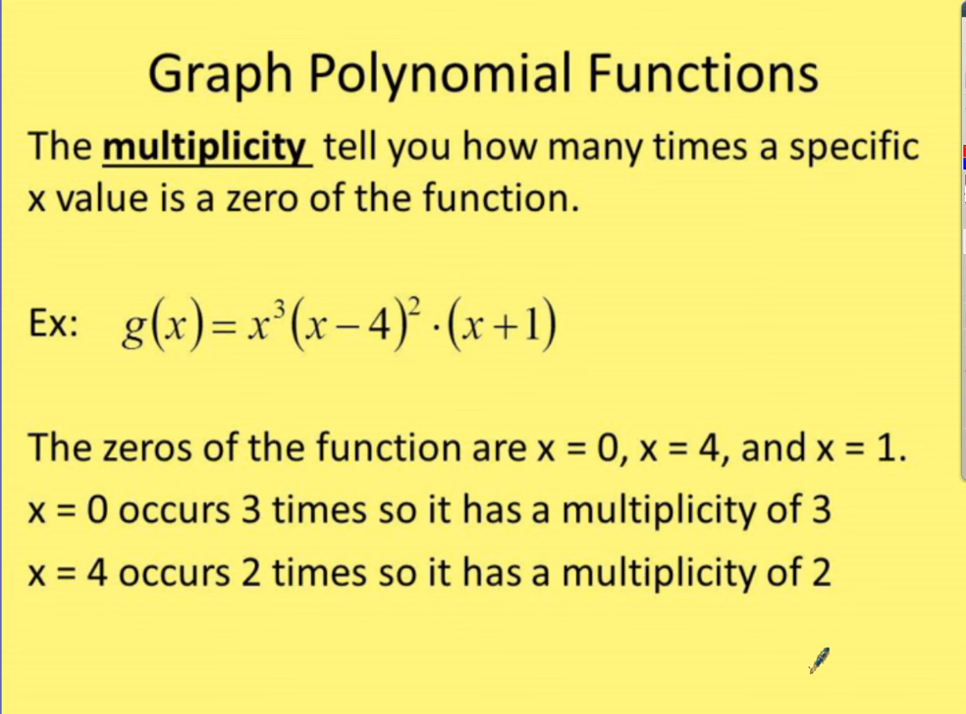x minus 4 set equal to 0, so x is equal to 4. But that quantity is actually squared, so that's happening 2 times. So that will have a multiplicity of 2. And x plus 1 you would set equal to 0, so x is equal to negative 1. And that just has a multiplicity of 1.